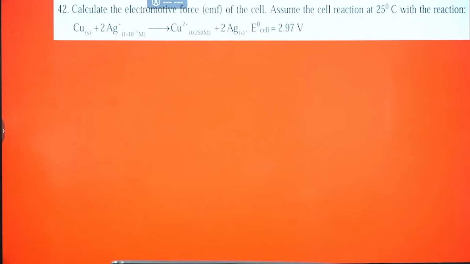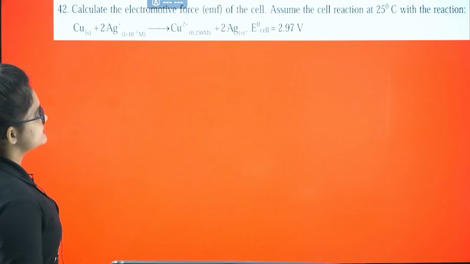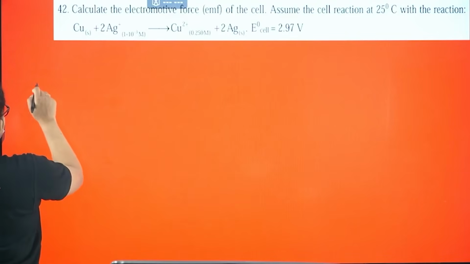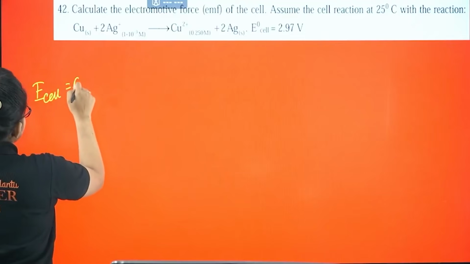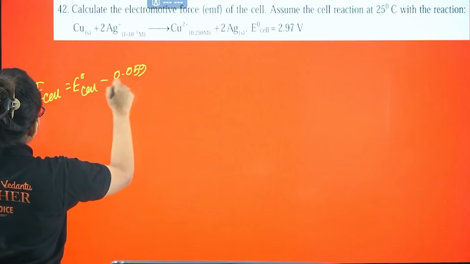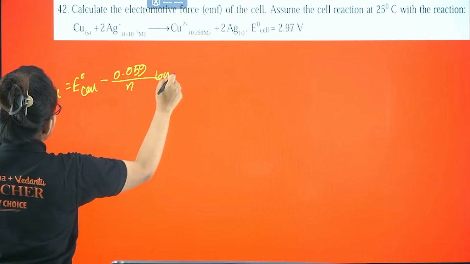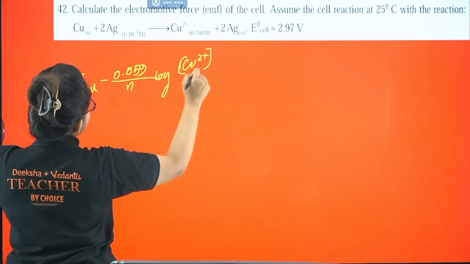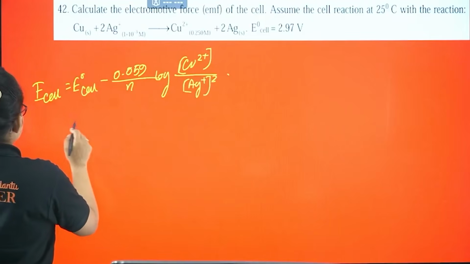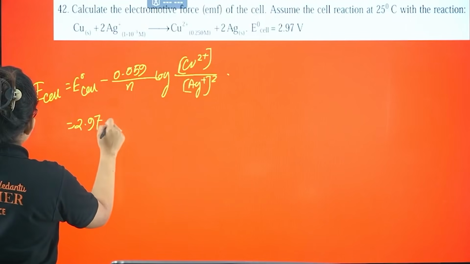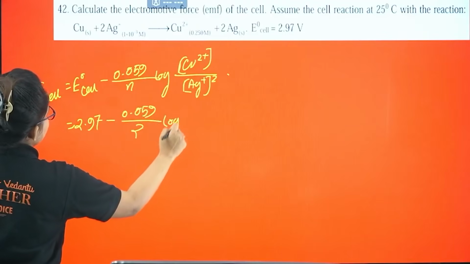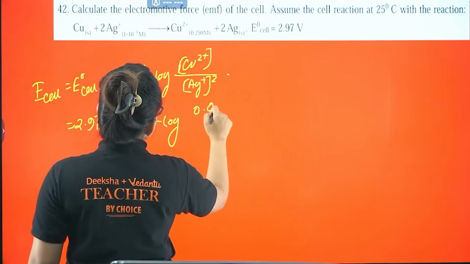For this case, what you have to do? Calculate the electromotive force of the cell. Assume the cell reaction at 25 degrees Celsius with this reaction. We can simply use the Nernst equation. So E cell equals E0 cell minus 0.059 divided by n log Cu2 plus by Ag plus whole square, right? So let's put the value: 2.97 minus 0.059. Here the number of electrons exchanged is 2. Log, let's put the value 0.25.